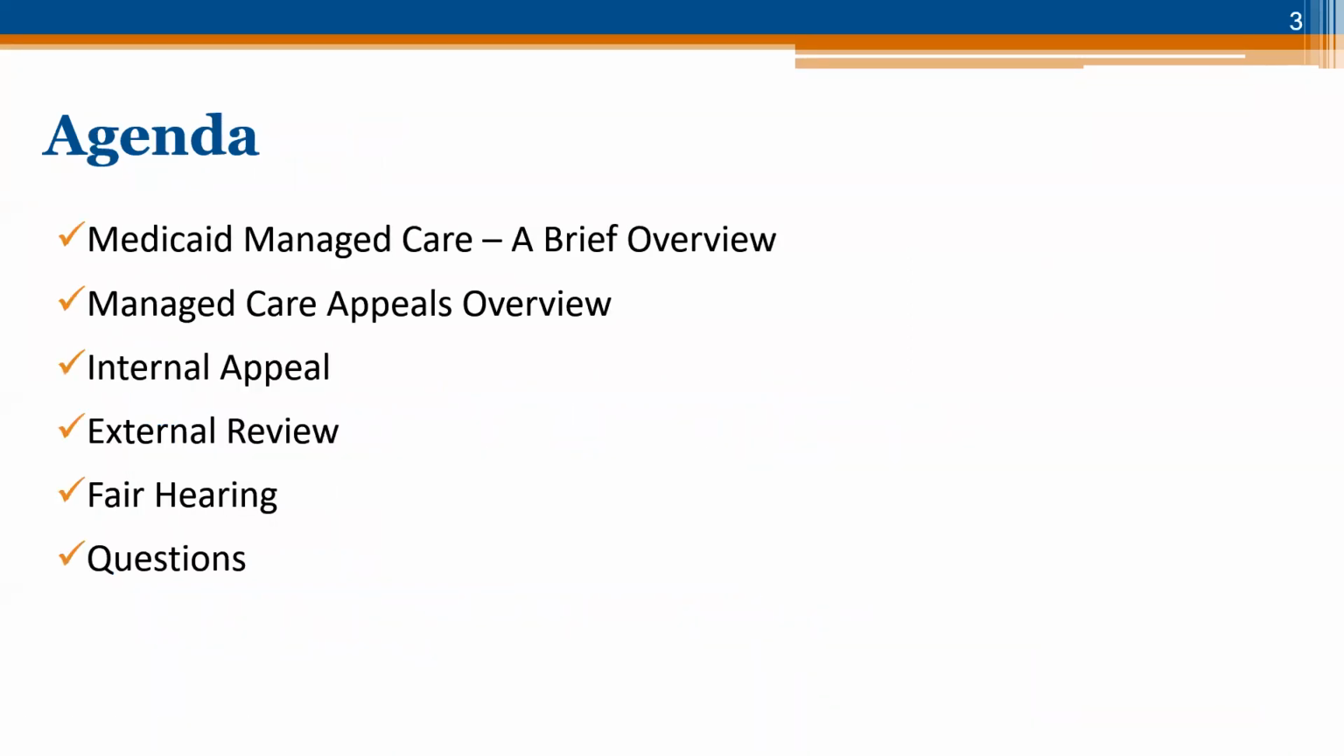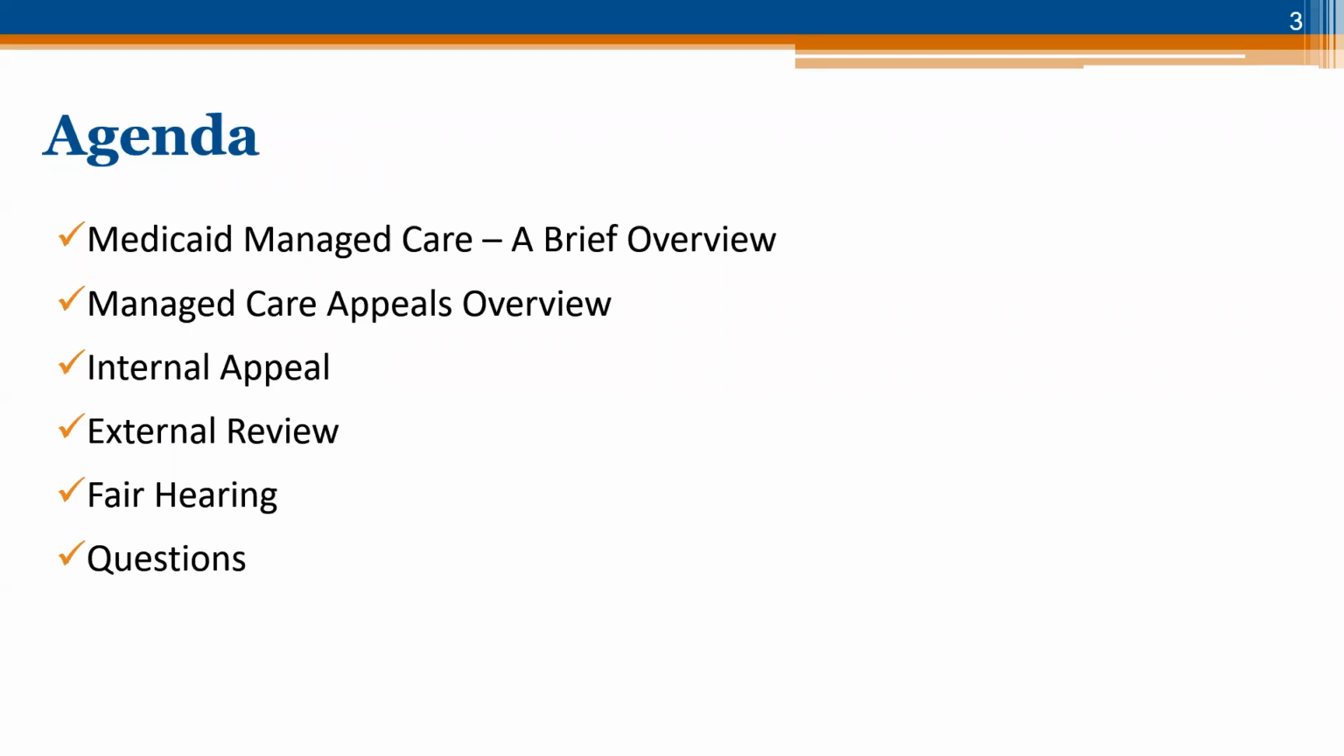So today, what I'm going to go through is a brief overview of Medicaid managed care and what that is. And then we're going to talk about appealing managed care. I'll give an overview of the multi-step process, and then go through the process, which includes internal appeals and external review and fair hearings. I'll take questions at a couple points and also at the end. And then, as I said, you can email any questions you want to me when you get a chance, or if there's something that we didn't get to.